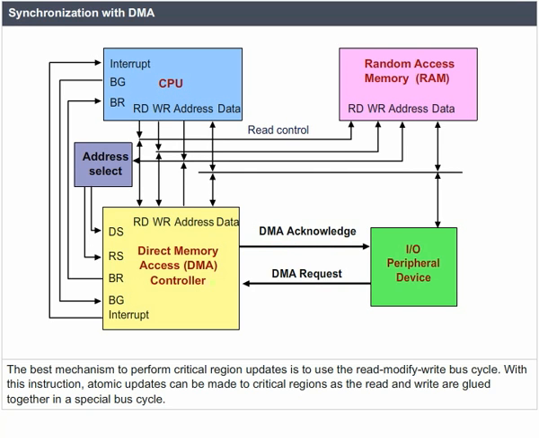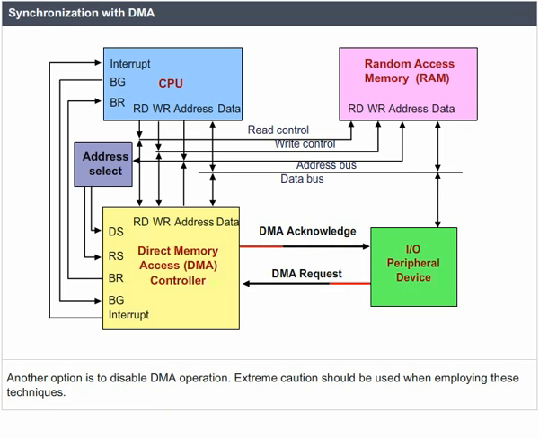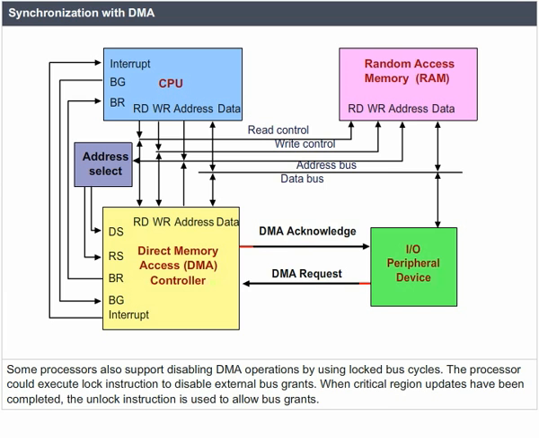With this instruction, atomic updates can be made to critical regions as the read and write are glued together in a special bus cycle. Another option is to disable DMA operation. Extreme caution should be used when employing these techniques. Some processors also support disabling DMA operations by using locked bus cycles. The processor could execute lock instructions to disable external bus grants. When critical region updates have been completed, the unlock instruction is used to allow bus grants.